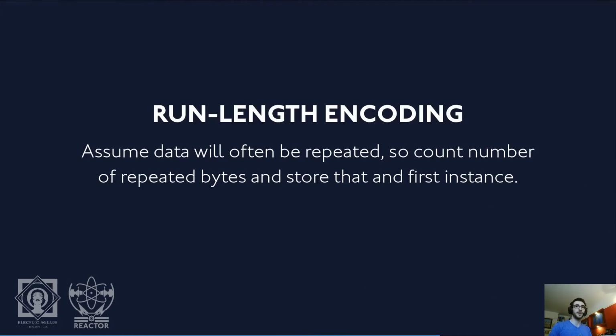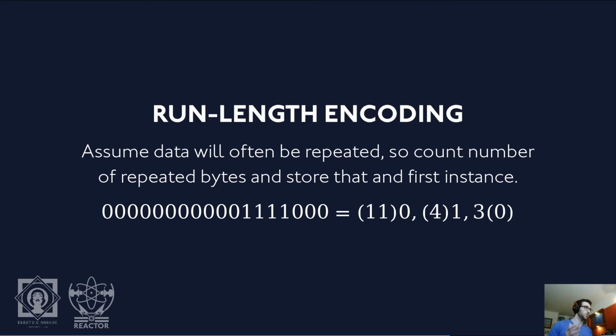Cool. And then we have run length encoding, which is incredibly simple. We just assume data will be repeated, and we just count the number of repeated bits or bytes, and then just store that in the first instance of them. So just a really simple example here: if we had 0, 0, 0, 0, 0, 0, 0, 0, 0, 0, 0, 1, 1, 1, 1, 0, 0, 0, we could just say that's 11 noughts, 4 ones, and 3 noughts. And usually you wouldn't do this at the bit level, you would do this at the byte level or word level to be more efficient.